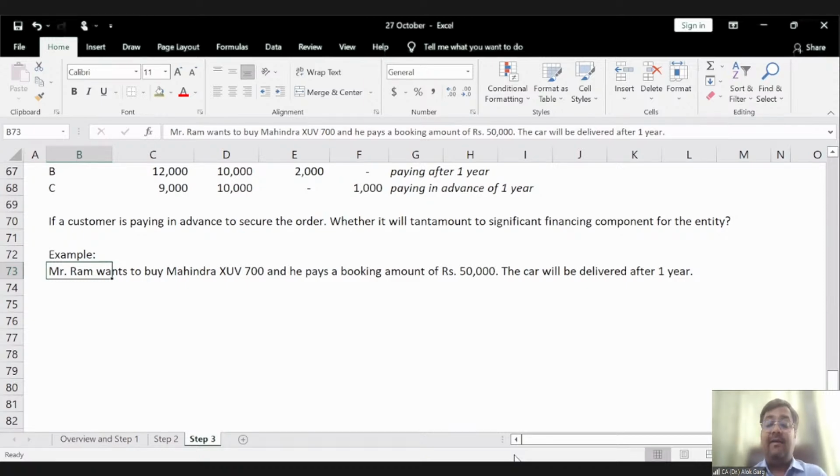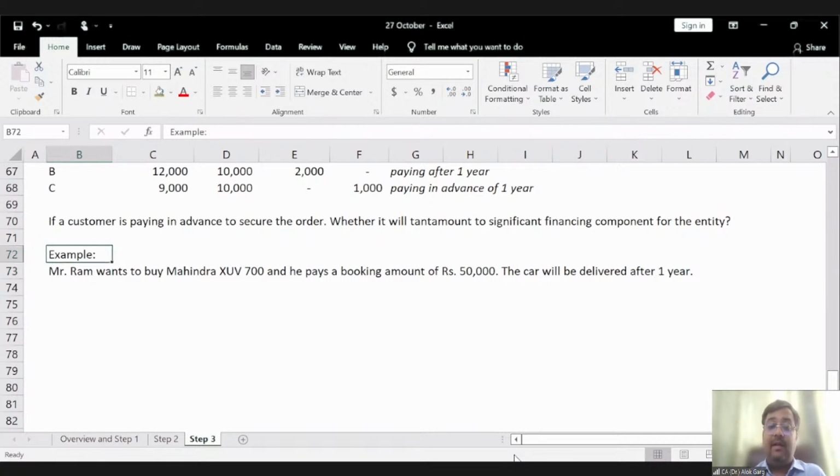You need to see that in this particular case, the customer is paying in advance only to secure the order. The entity is not asking for the advance. I mean to say, if the customer does not pay the advance, of course, the order will not be secured, right? So the price of the car is 20 lakh rupees, 25 lakh rupees, and the customer is only paying 50,000 rupees just to secure the order, right? So in this case, the significant financing component will not be there.